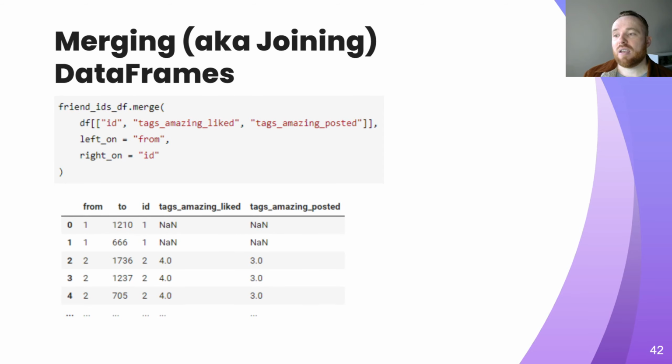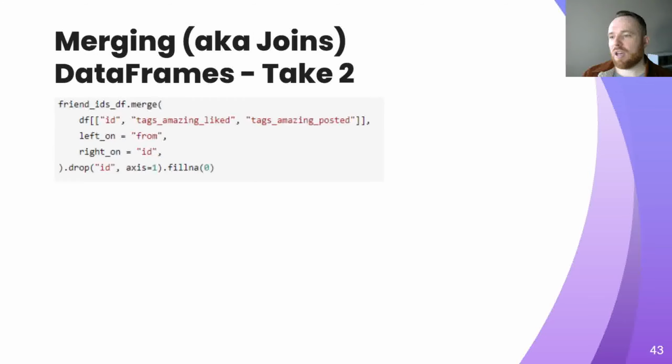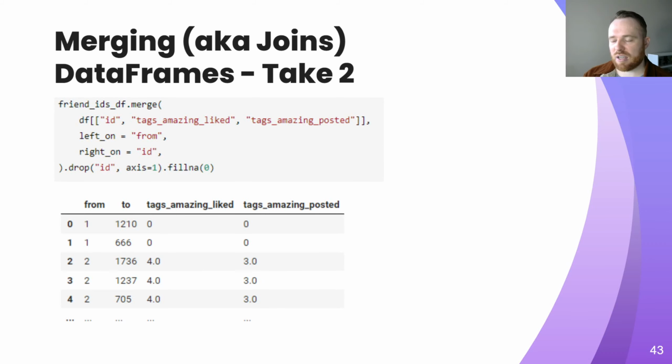So what I land up with now is a new data frame where I have from, to, and the tags amazing likes and tags amazing posted, which are the tags amazing liked and posted for the from person, as it was in my original data frame. Another way that I could do this is I could repeat the same thing and perhaps just drop the rows that have empty values, and then do some other stylistic choices, like filling in other empty values with 0.